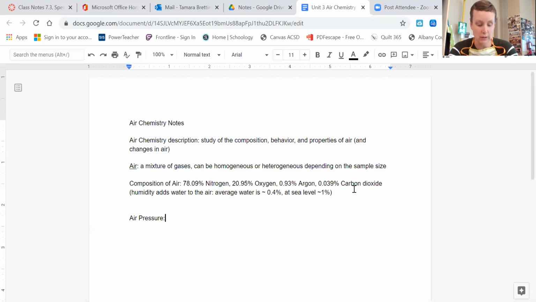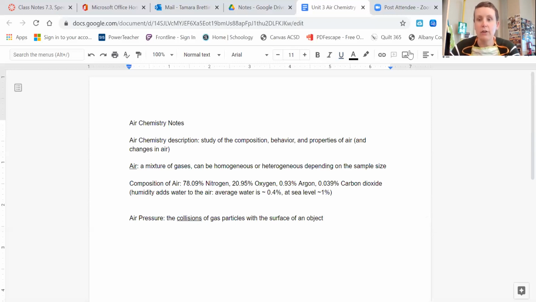Now I want to get into what air pressure is, because this is going to be needed for a lab activity that we're going to be doing. So air pressure is the collisions of gas particles with the surface of an object. If you get one thing today, collisions are pressure. The more collisions there are, the more pressure there is.